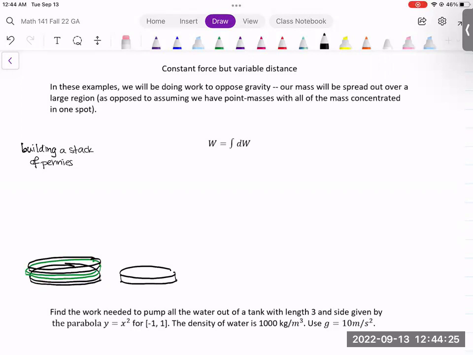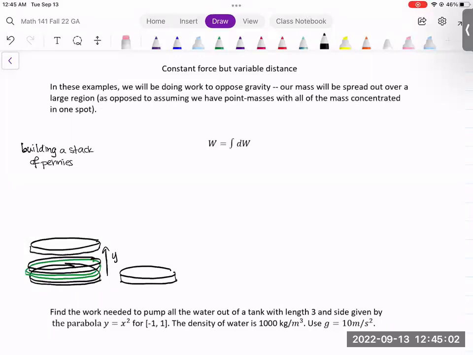Instead, what you want to be thinking about is an example like the following, where we're thinking about building a stack of pennies up. If we wanted to think of the work that's required to stack a bunch of pennies off of some pennies spread out on a table, each of these thin slices is going up to some different height, y.